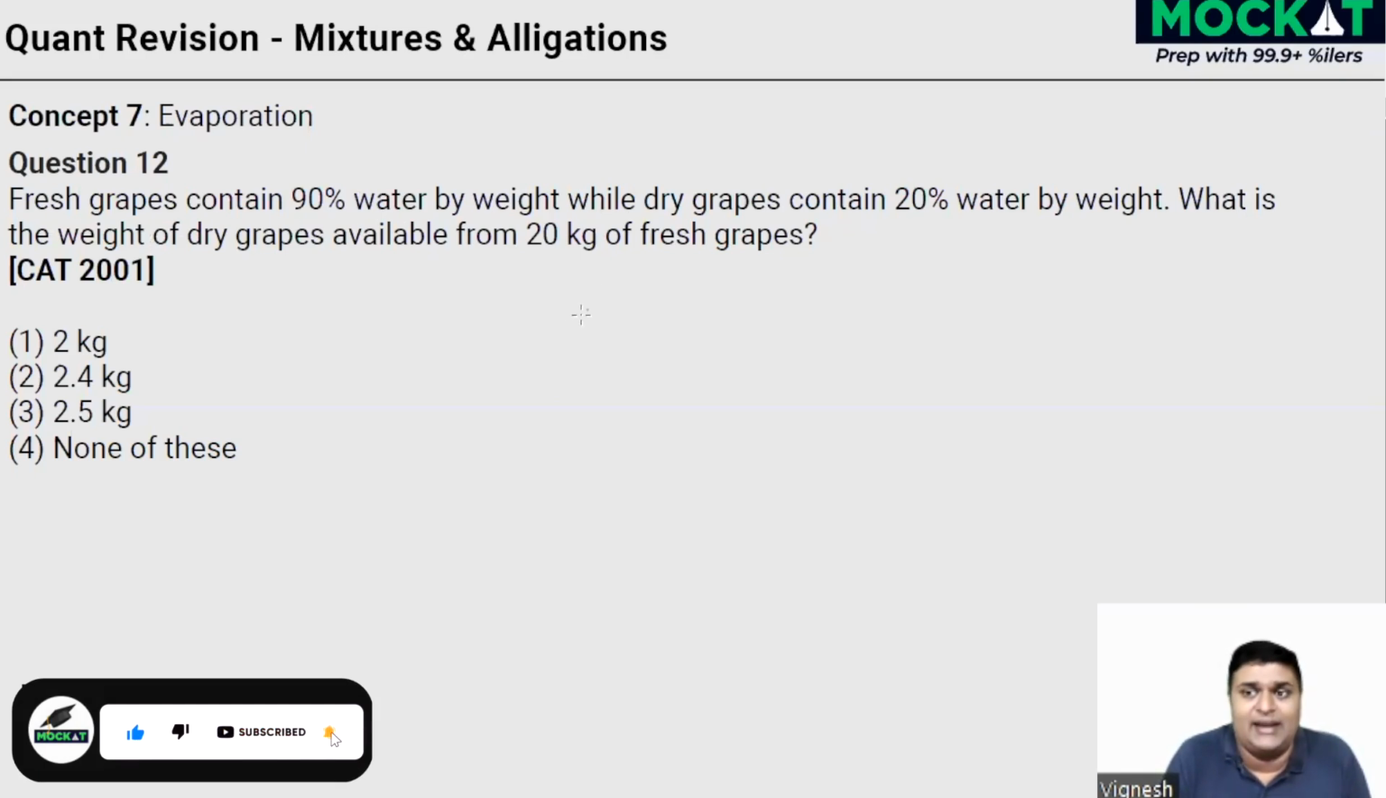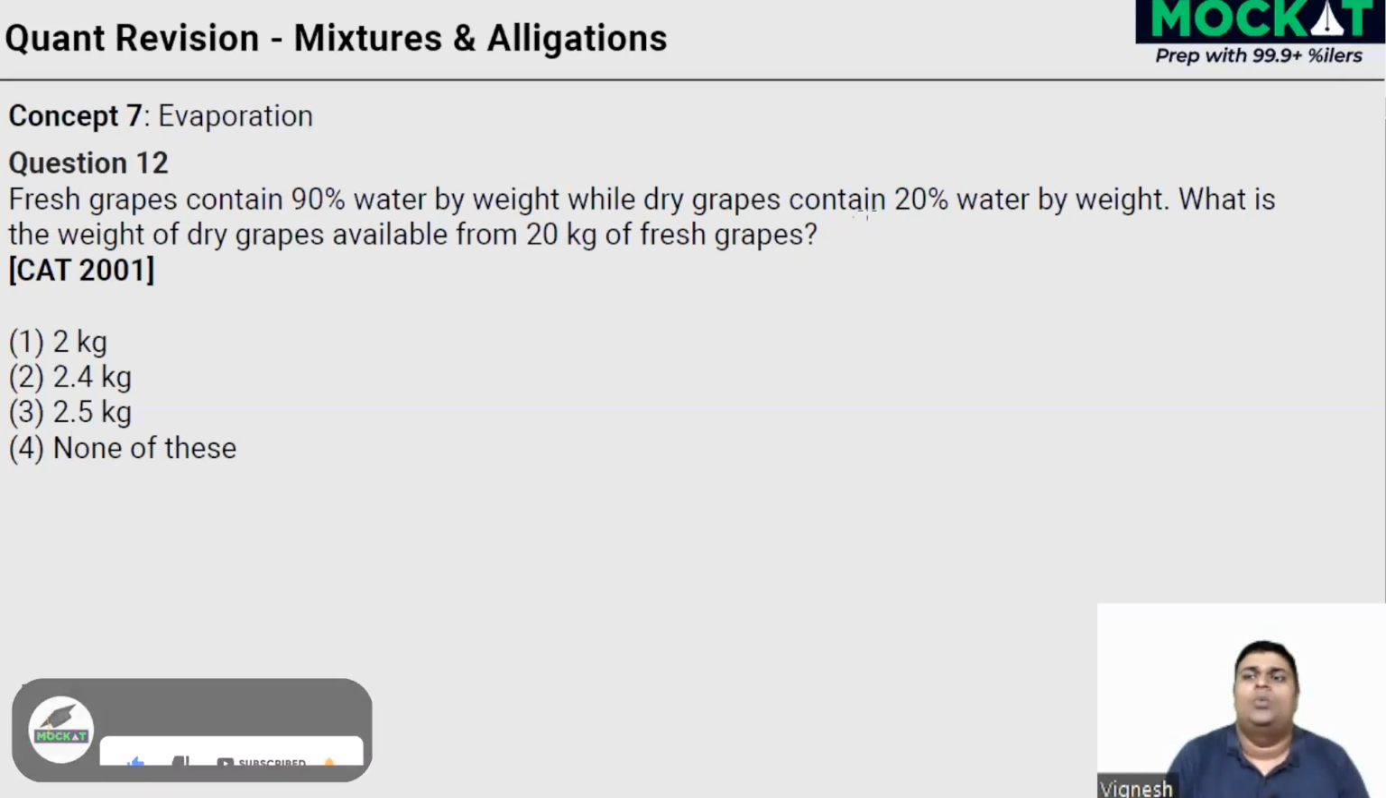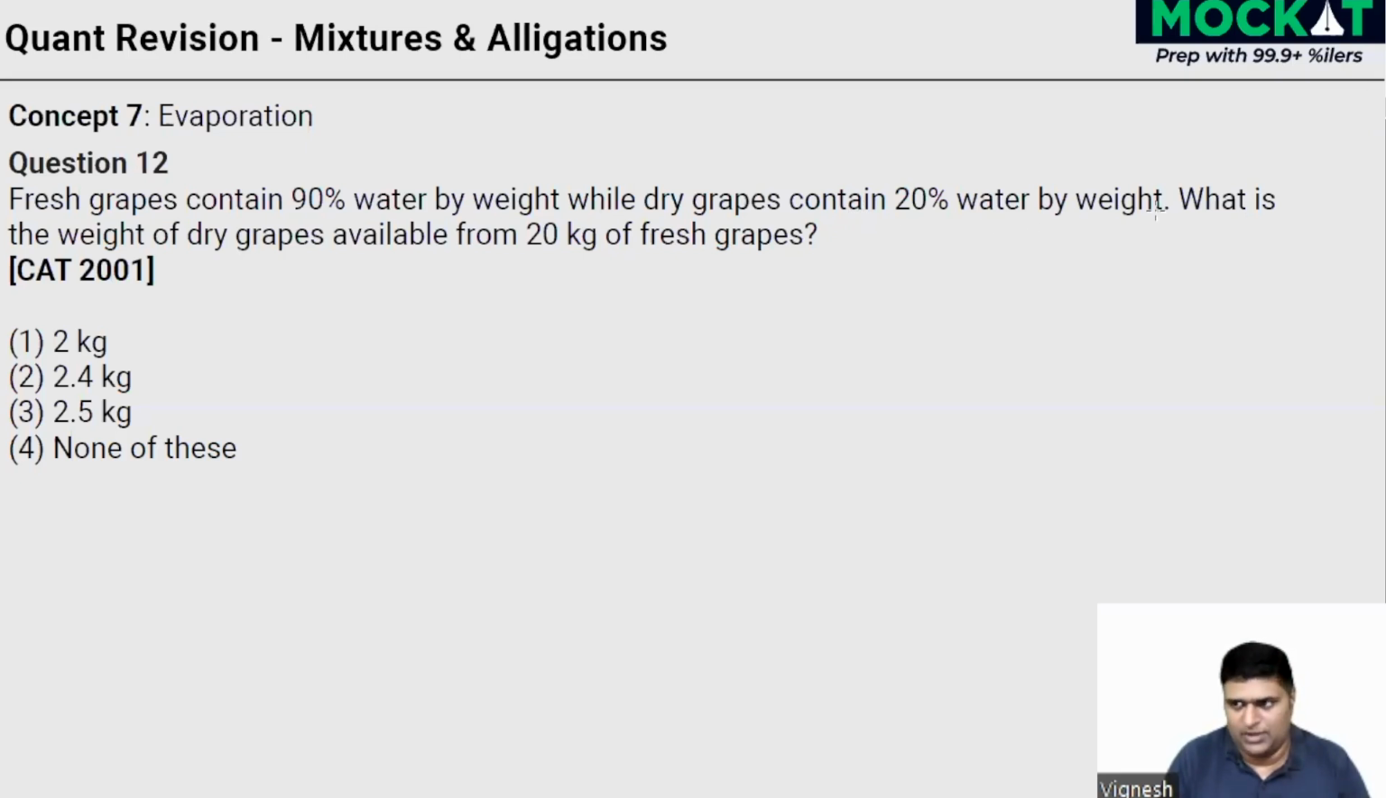Fresh grapes contain 90% water by weight, while dry grapes contain 20% water by weight. They're not speaking about the other element. Let's call that pulp, right? That is not being spoken about. That's what we have to think about, because water will evaporate, pulp doesn't, pulp remains. If 90% is water, pulp is only 10% when it comes to fresh grapes. Dry grapes, 20% is water, pulp is going to be the remaining 80% over here.